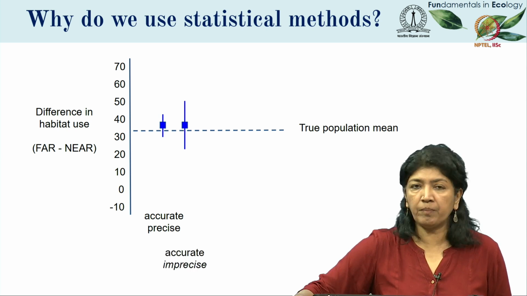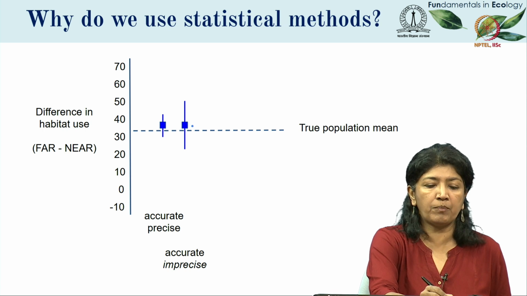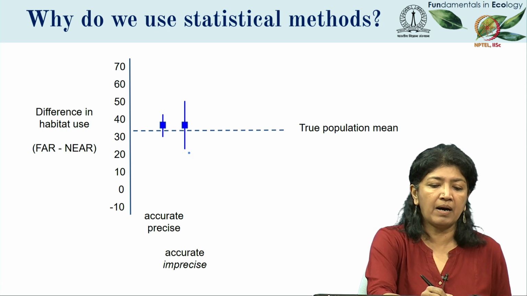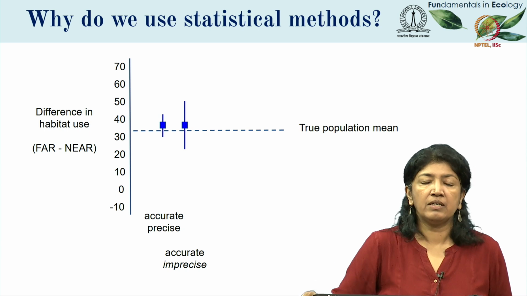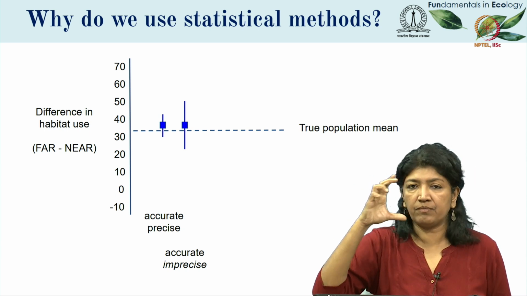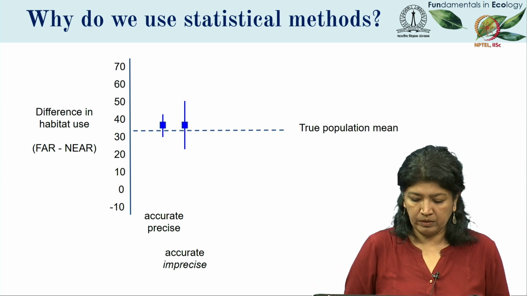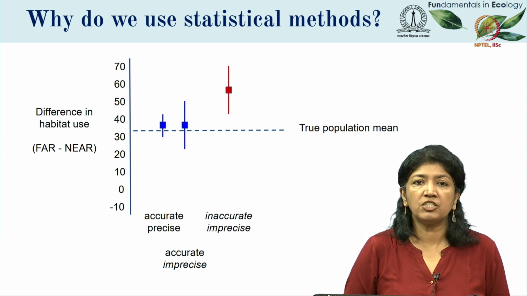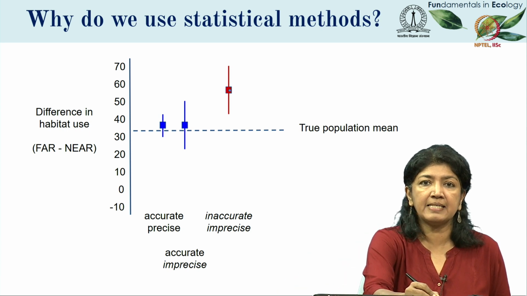Another situation would be where our mean is accurate, it is close to the true population mean. However, the error bar, our measure of uncertainty in our estimate is very large, suggesting that it is imprecise. We have not been able to locate that population mean very well. Here are two other situations. First, a case where our estimate is inaccurate because it is very far away from the true population mean.